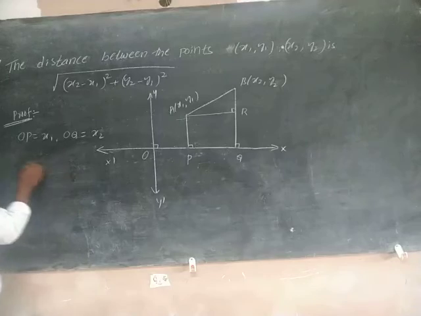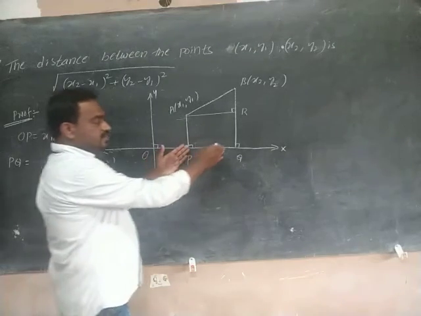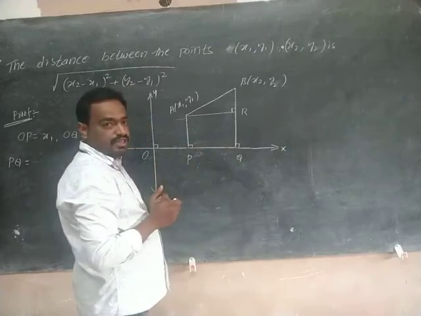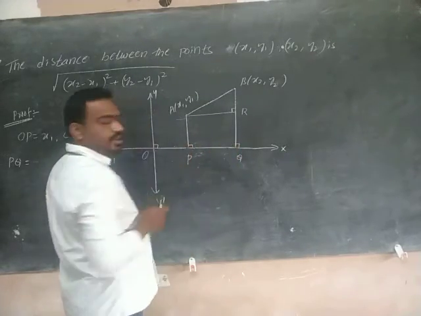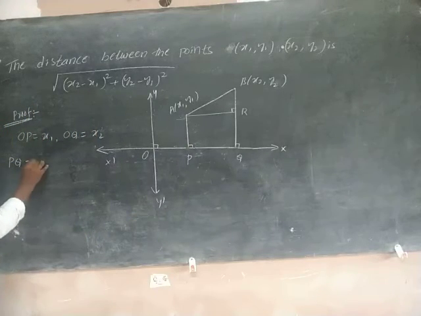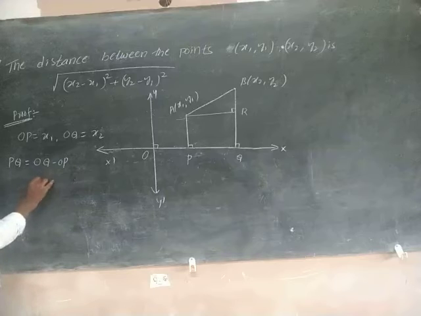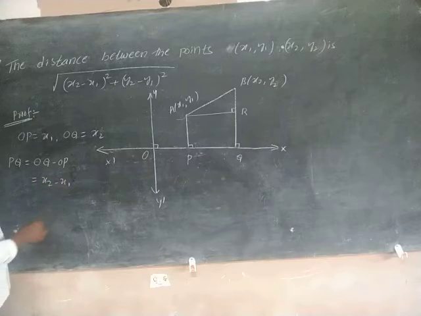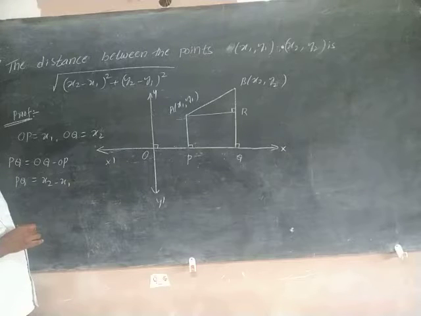Okay. Now PQ is equal to what? How am I writing this? OQ minus OP. So PQ is equal to OQ minus OP, that is x2 minus x1.